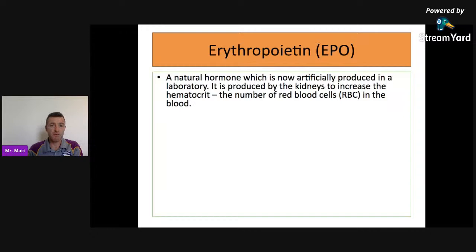It's naturally produced in the kidneys, and what it does is increase the amount of red blood cells within the blood. So think about why that would be important for a performer, to have more red blood cells within the blood. Now the problem with EPO is that it's very hard to detect because it's naturally occurring within the body. So when you do drugs tests, you can't actually test for the red blood cells because they're naturally occurring. So it's a difficult one.